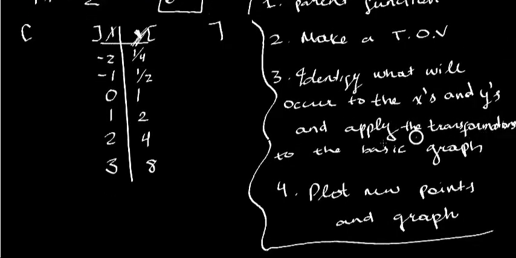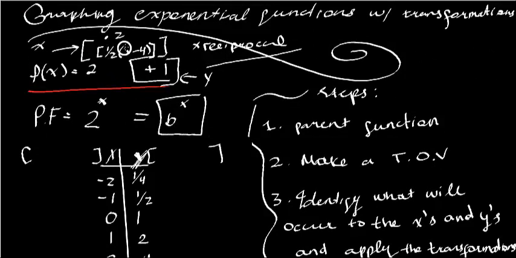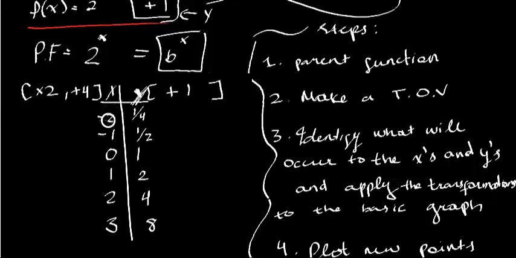Now let's do the second part of this step. Apply the transformations to the basic graph. Well, what's our basic graph? Our basic graph is our parent function, 2 to the x. How do we apply it? Well, we said to our x's, we are multiplying by 2, the reciprocal, and adding 4. To our y's, we just said we are adding 1. Okay. And now comes the easiest part. You just have to apply this arithmetic to each value in the x's, and here to each value. You're just really distributing. You're adding 1, here you're multiplying by 2 and adding 4. Okay, let's do it.